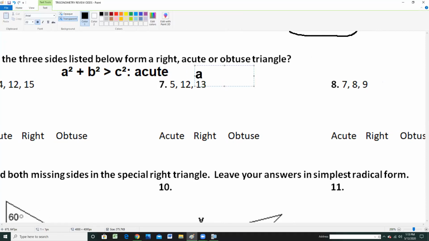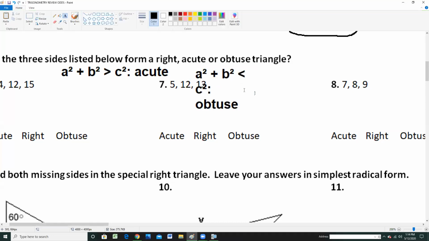If the number on the left is less than, then it's obtuse. That did not come out how I wanted it, but that's okay.